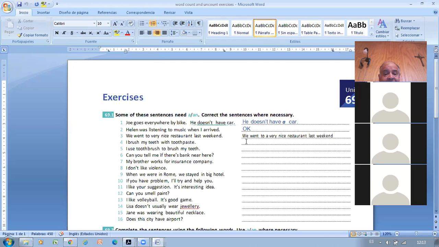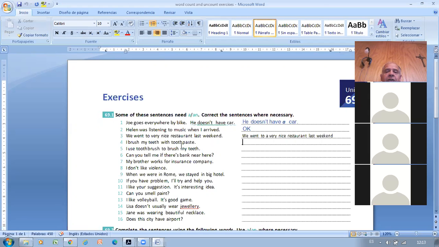I would say that is correct, Millaray. Because in here you have, I brush my teeth. Yeah, it's correct. With toothpaste. Toothpaste is not countable. Tú no puedes decir una pasta dental, 2 pastas dentales.